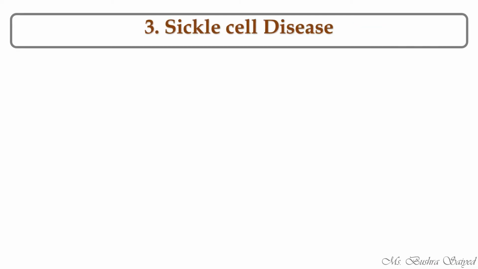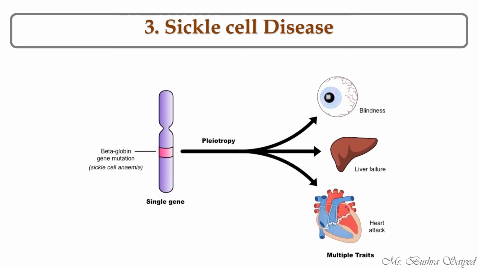Coming to the third example, the sickle cell disease, which we call sickle cell anemia. We know that beta globin gene mutation leads to sickle cell anemia, that is, the formation of a sickle RBC. The shape of the RBC changes. Apart from the change in the structure of RBC, the major effect will be anemia. Apart from anemia, it will lead to blindness, liver failure, and heart diseases, which could lead to heart attack. So this is basically pleiotropy.